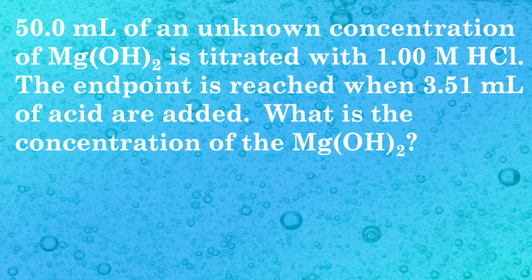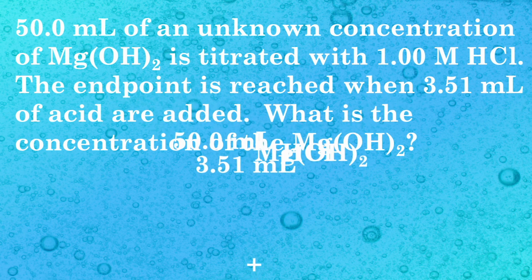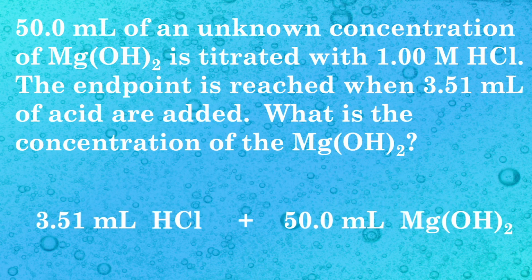So what you're looking at here is a situation where 3.51 milliliters of the hydrochloric acid neutralized 50 milliliters of the magnesium hydroxide. Hopefully you're realizing there's a problem with this right away. We can't compare volumes like this. Unless we're dealing with gases and applying Gay-Lussac's law, we do not balance equations based on volume. What we do balance them on is number of moles.